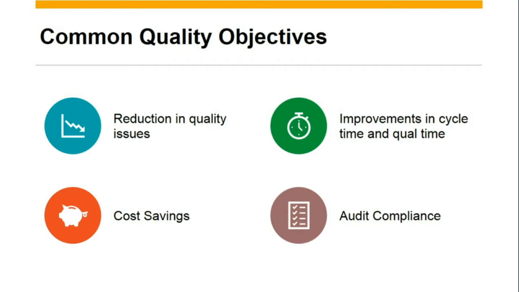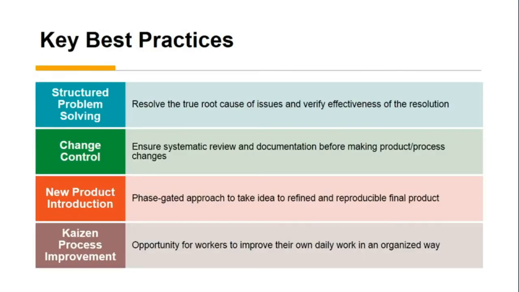We could probably do a whole webinar on the definition of quality, but for the purposes of today's discussion, we're going to focus on the key outcomes that are typically expected in our quality-related engagements: reduction in quality issues, improvements in cycle time and qual time, cost savings, and of course, audit compliance. So to realize these objectives, most often the same four key fundamental process building blocks are introduced.